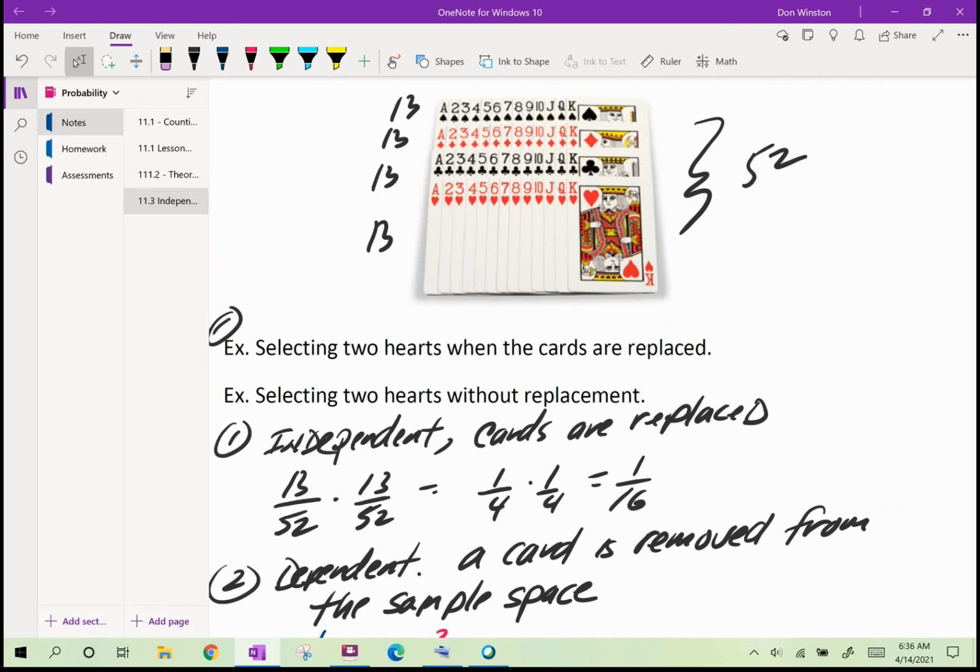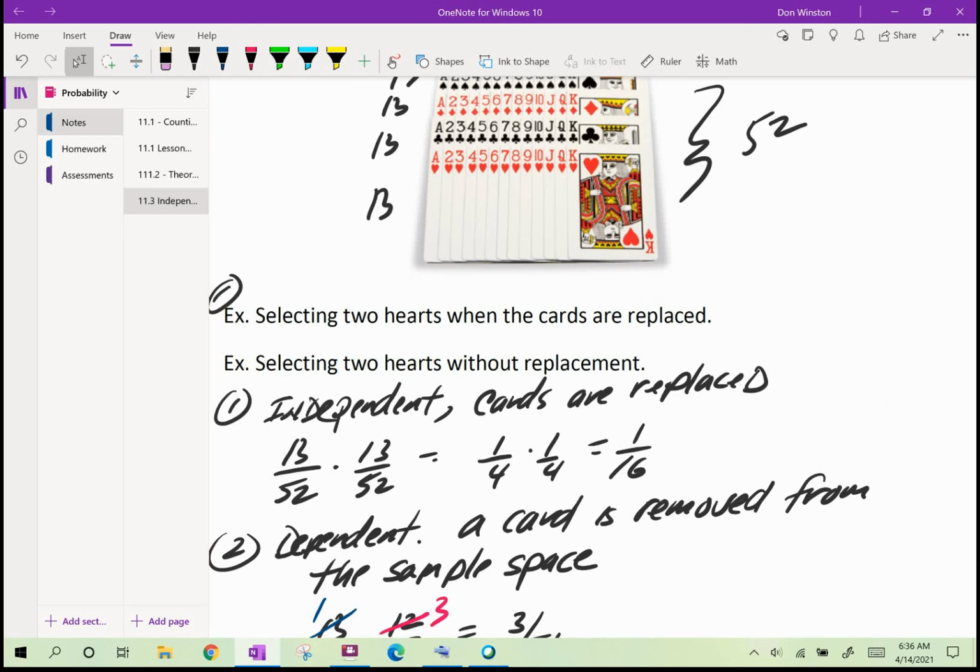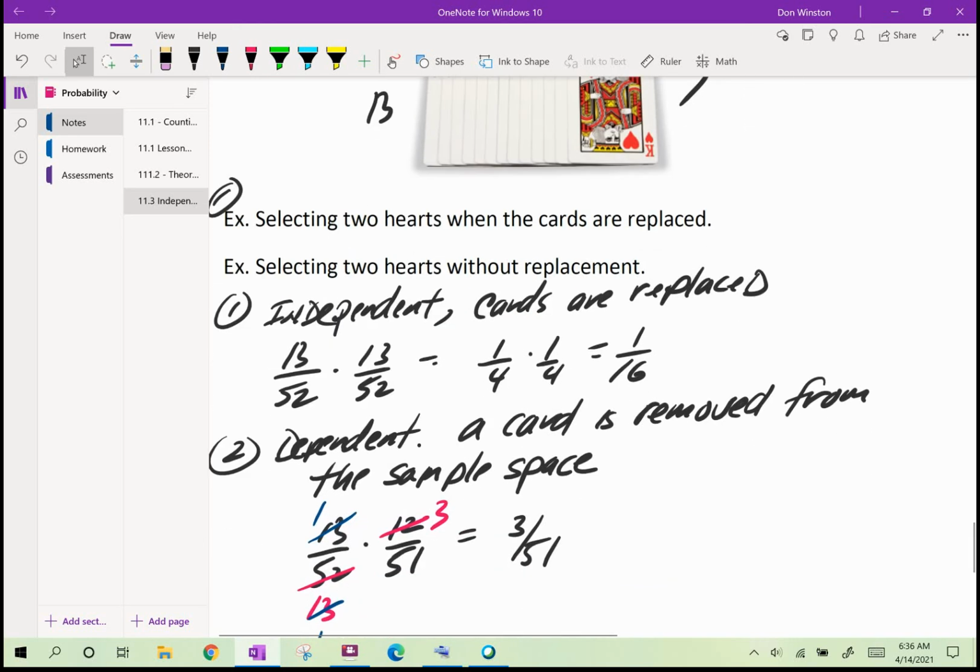And now, selecting 2 hearts without replacement. Well, they're dependent, because now the process has memory. The second time you select a card, it remembers what happened the first time, because you're not replacing it. So the probability of selecting a heart the first time is 13 out of 52, 13 hearts out of 52 total. But now you don't replace the card, so you have 12 hearts left out of 51. See, the process has memory. 12 out of 51.